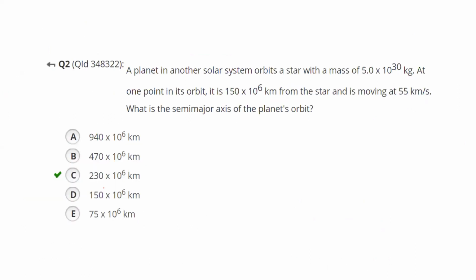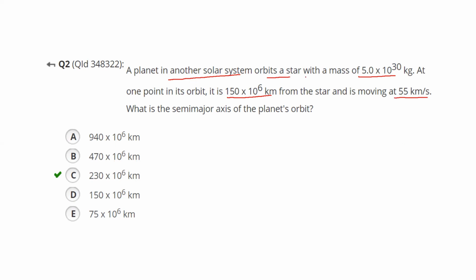Now let's go to the problem. The first problem is this. What do I have? A planet in another solar system. It orbits a star, and I give you the mass of the star. At one point of its orbit, I gave you the distance between the two centers, between the planet and the star. And I give you the speed of the planet. The question is, what is the semi-major axis?